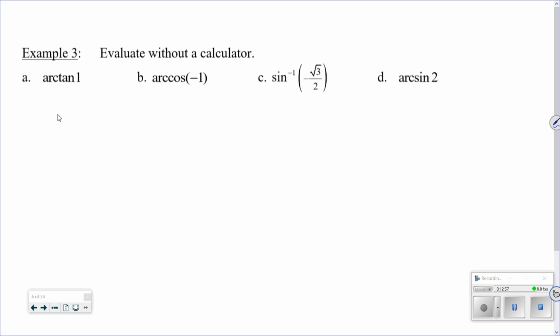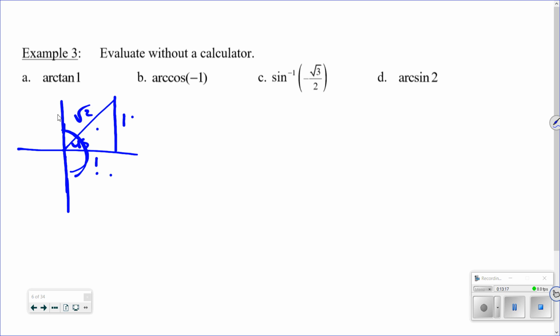Now the second thing is, our answer has to be between negative pi over 2 and pi over 2. It has to be either here or here, on this side of the circle. So since it's a positive 1, I want it to be up here. So it's 45 degrees, 1, 1, square root of 2. Tangent is opposite over adjacent, 1 over 1. So the answer is what this angle is, 45 degrees. We're going to do it in radians though. 45 degrees is pi fourths.